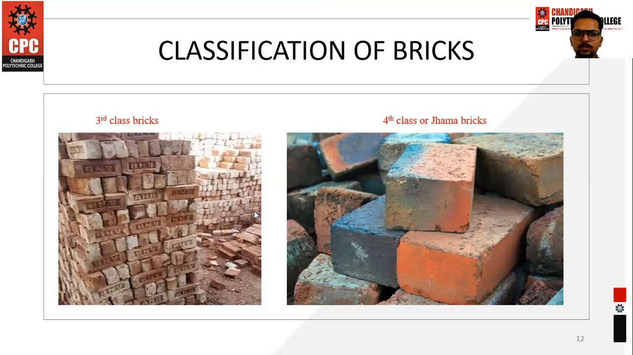So these types of bricks are not used in our construction. We use them only for temporary structures like temporary sheds या कोई store आपको temporary बनाना है, वहीं पे हम third class brick को use कर सकते हो because their strength is weaker as compared to every other type of classification. Then we move to the fourth class brick.